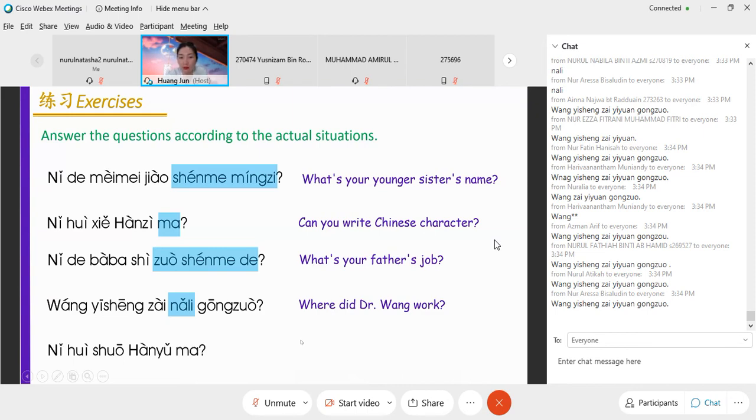So last one, 你会说汉语吗? Question word is 吗. It's a yes or no question. So answer me in the real case. How do you answer it?